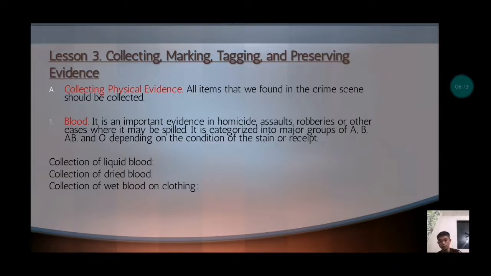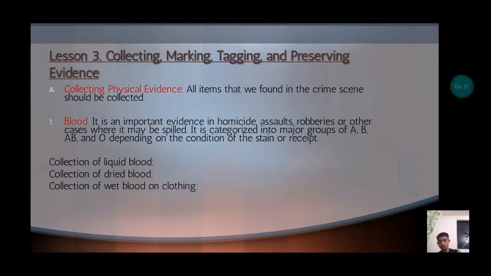So if sample is scraped from surface, also scrape a portion of a surface where no blood is present and submit in a separate container for control in case some substance on the surface causes difficulty in test.